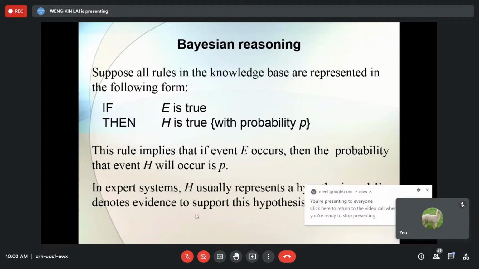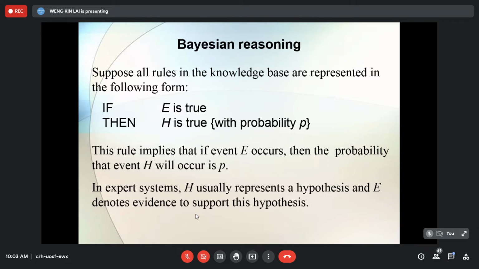Okay, just a quick recap. We started on the Bayesian reasoning. Basically, instead of saying that if E is true, then H is true, we're now saying that if E is true, then H is true, but with a probability of P. So even though E is true, H can only occur with a certain probability which can be less than 1. That's the reason why we use E and H here. E represents the evidence to support the H, which is your hypothesis. That's what we talked about last week.